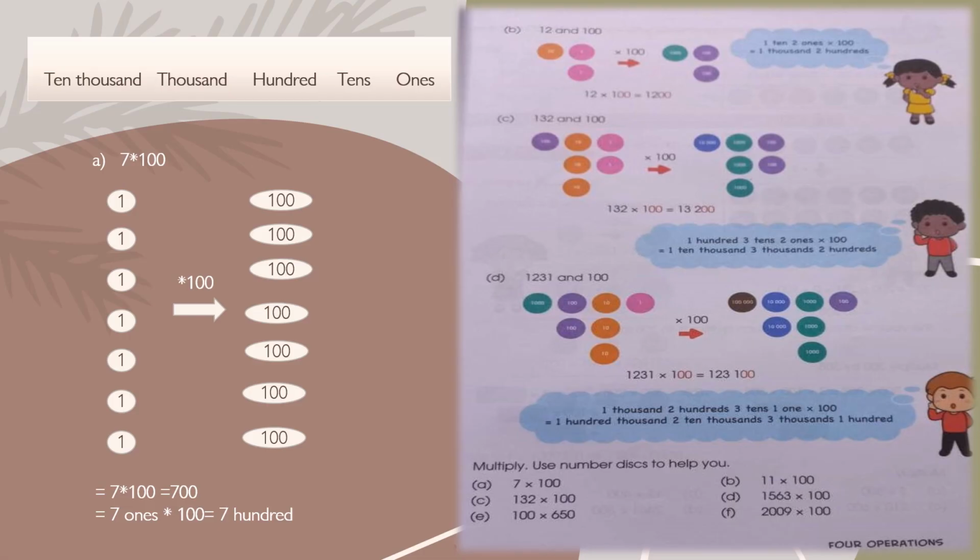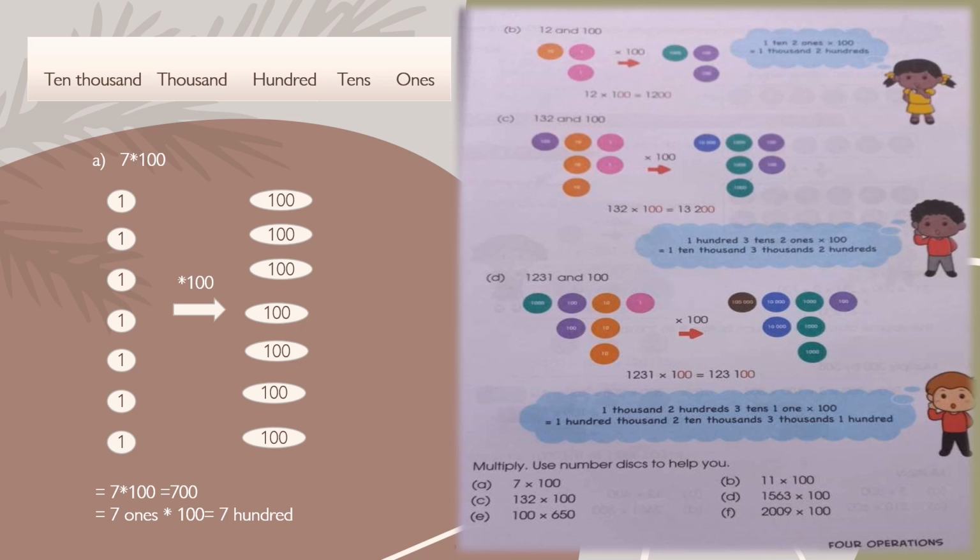In part B, we have to multiply 12 and 100. 12 means we have 2 discs of 1 and 1 disc of 10. And all these discs are going to multiply with 100. The outcome is 10 into 100 is 1000 and 1 into 100 is 100. So we have 1000 and 200. If we multiply 1 ten, 2 ones with 100.